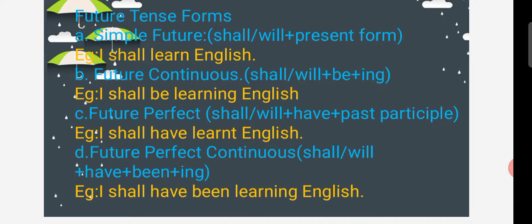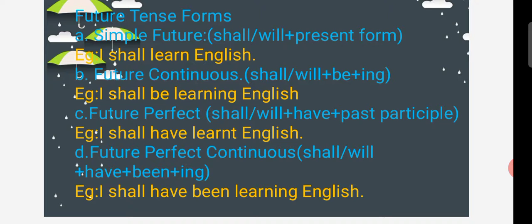And future continuous tense: shall or will plus be plus ing. So I shall be learning English. Future perfect: shall or will plus have plus past participle. So I shall have learnt English.